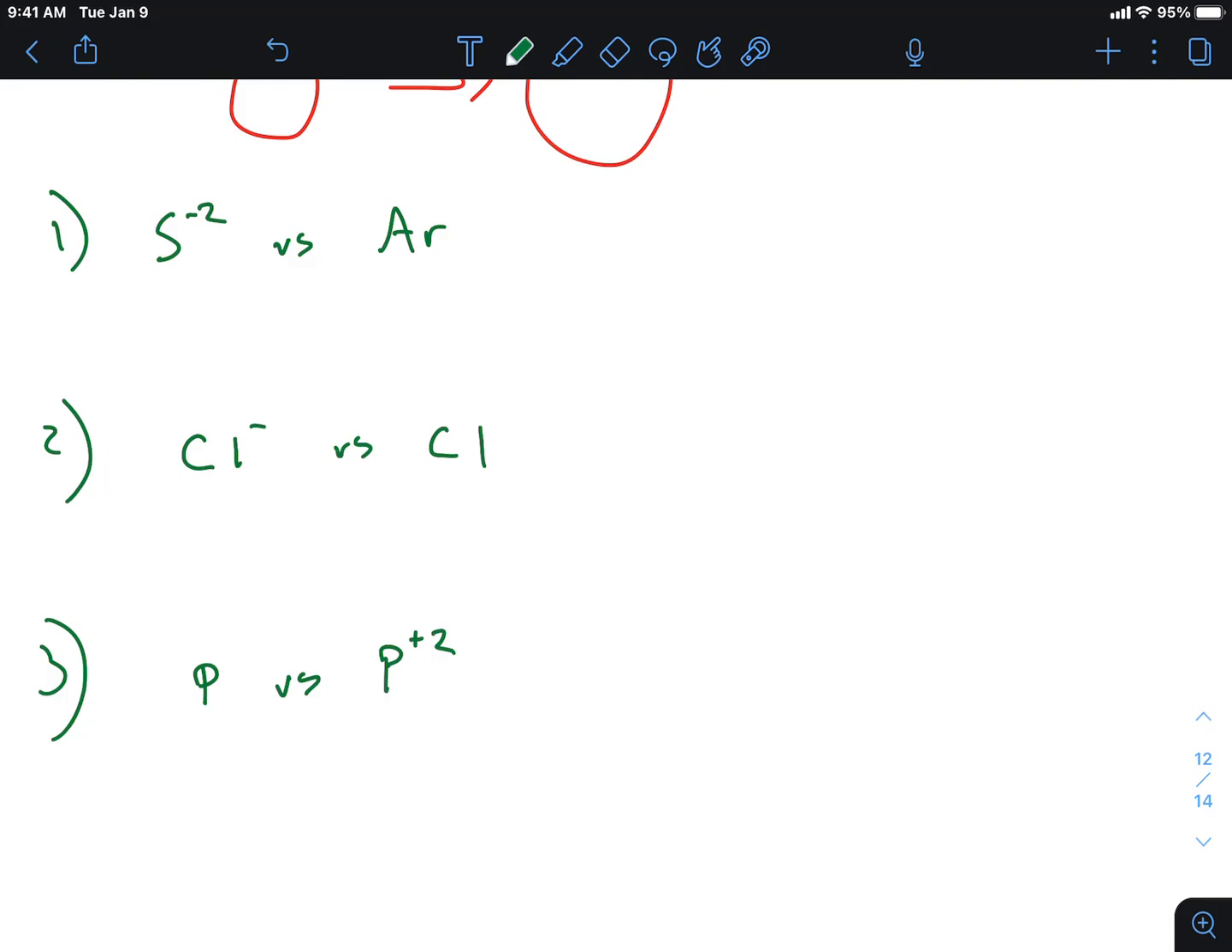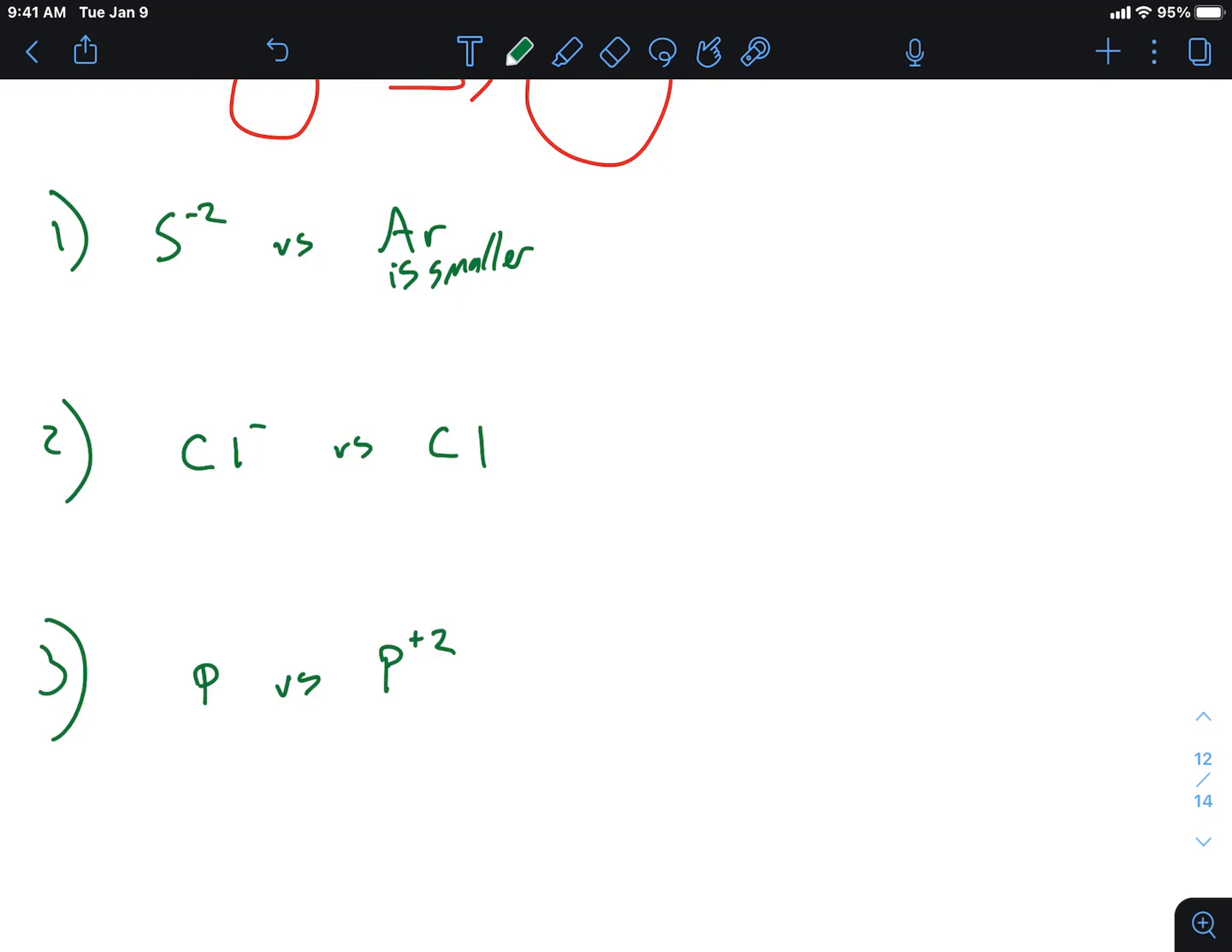You're not done, that's okay. Let's start talking about this though. So for number 1, got sulfur with a -2 charge versus argon. Who's got a guess? Yeah. Argon? Is larger or smaller? Small. I agree. Argon is smaller. Why is that? Has more protons and the same number of electrons.